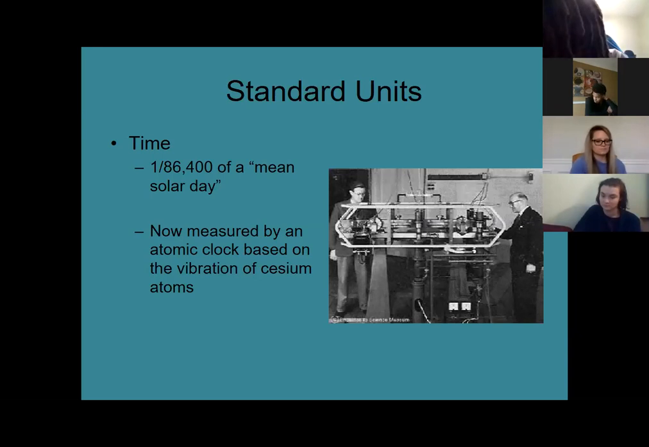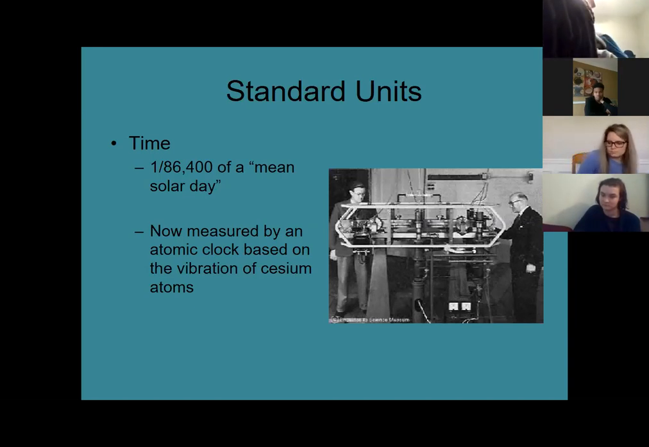And initially the second was defined as 1/86,400th of a mean solar day. And they got that by saying, okay, every day has 24 hours, every hour has 60 minutes, every minute has 60 seconds, and if you multiply all that out and divide it into 1, it's 1/86,400.